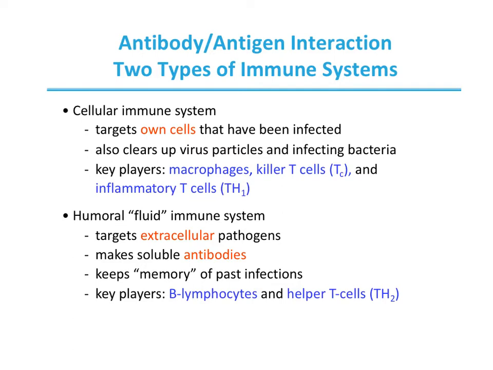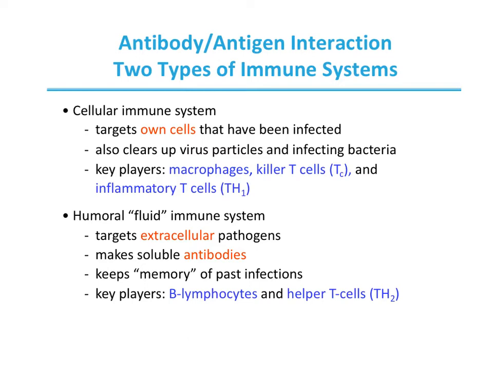But in the cellular immune system, our own cells are targeted which have been infected. And the cellular immune system can also clear up virus particles and infecting bacteria, and involves the use of macrophages, killer T cells, and inflammatory T cells.